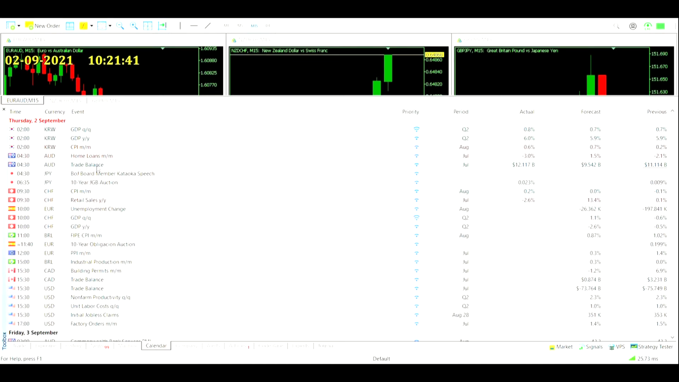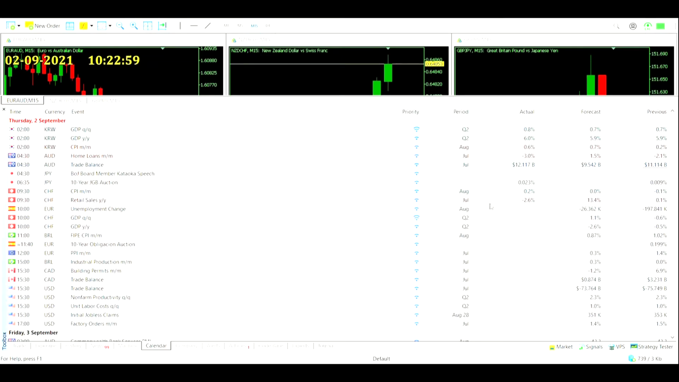Numbers from the Australian dollar at 4:30 this morning. Home loans month on month coming in less than expected, but their trade balance looking pretty healthy there. The Swiss franc had its CPI numbers month on month, and they've come out pretty nice, 0.2%. The previous month at minus 0.1%. They have been managing to keep their inflation flat at the moment.